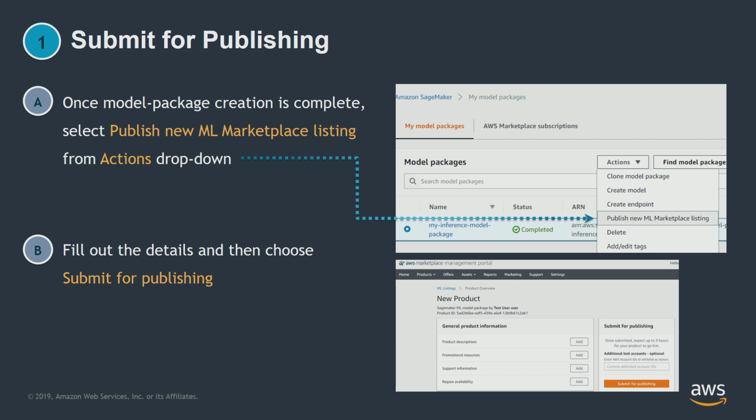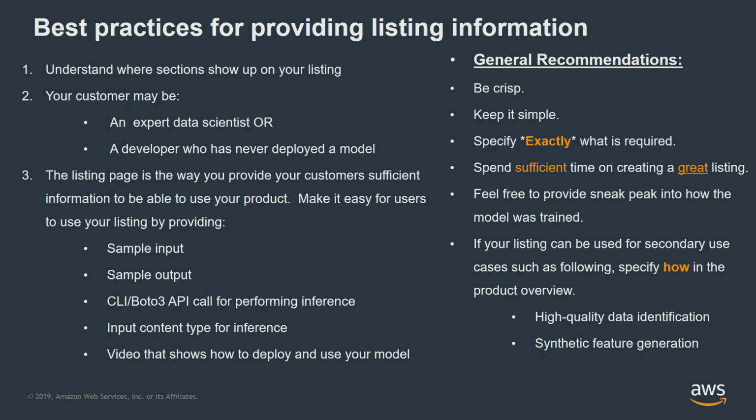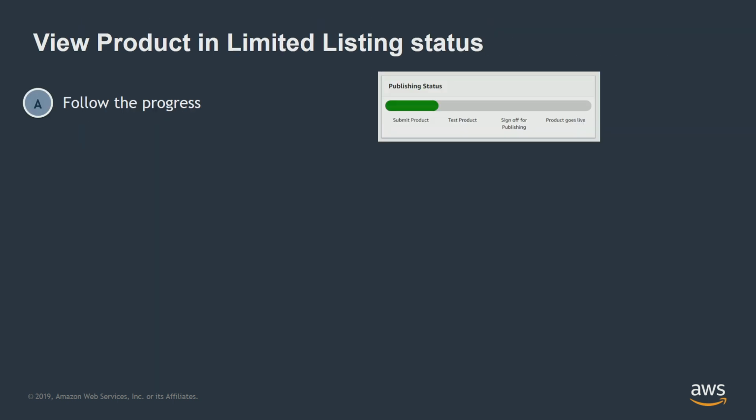We have a set of best practices that are available to ensure that customers have what they need, such as what's the input format that your model is expecting, what's the output format that they should be expecting back. Those best practices are available online, and we can make that available also after this stage. So when you're done, you'll want to submit your listing. Once you submit your listing, you can follow the progress of your publishing in the management portal.